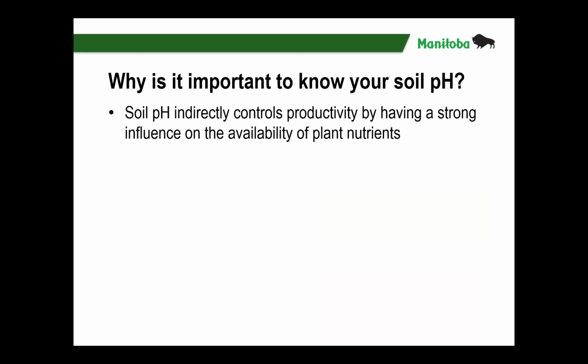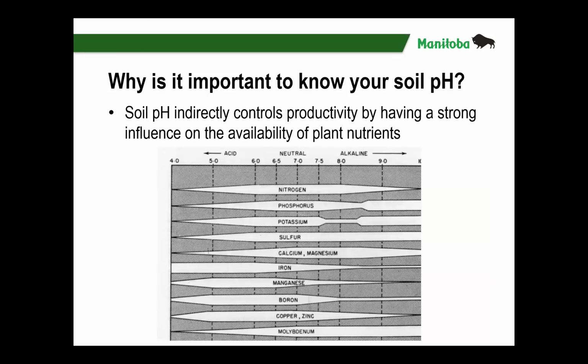So again, another reason why we want to know what our soil pH is is because it links to productivity and has a very big influence on the nutrient availability to plants. In general, when we look at the range of availability of different nutrients, we find that in the neutral range, 6.5 to 7.5, is where most of our nutrients are at their most available. If you think about something like phosphorus, we know that as soil pH increases into the more alkaline levels, phosphorus availability starts to decrease.